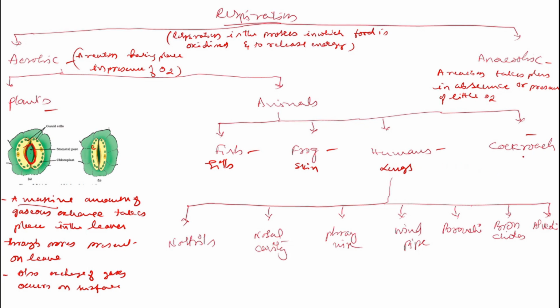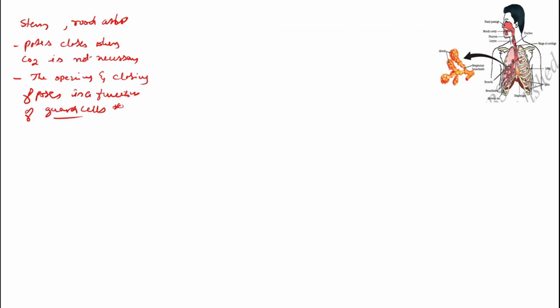And in cockroaches, it is air tubes. Okay, now this is important, so that we will discuss now. Here we will discuss: breathing is much faster compared to terrestrial animals.